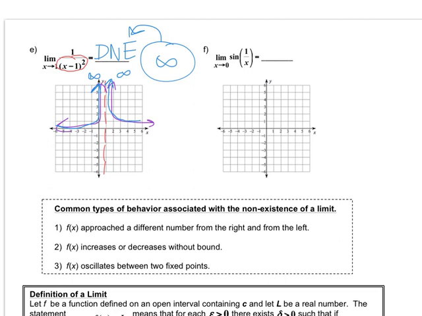And then one other case where we're going to see that a limit doesn't exist would be in this function here, the sine of 1 divided by x. Now, if you graph this in radians, you're going to see a really crazy looking graph that looks something like this.